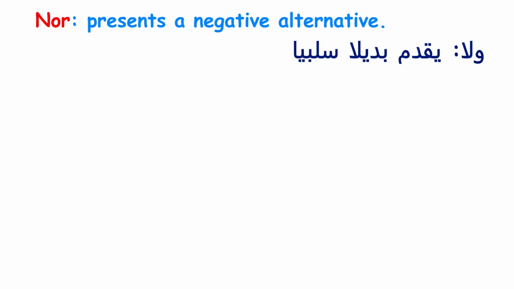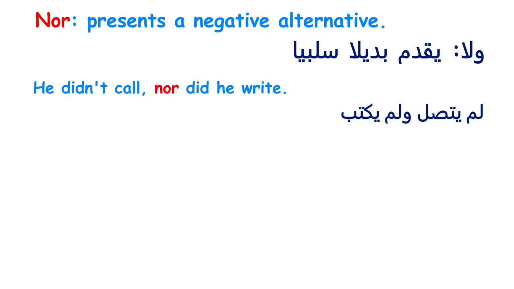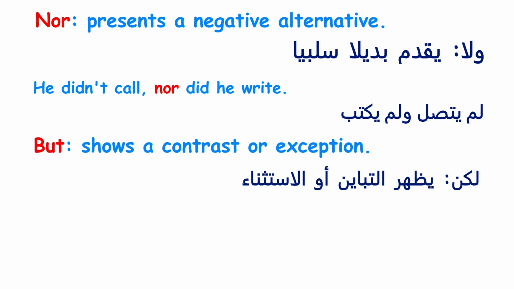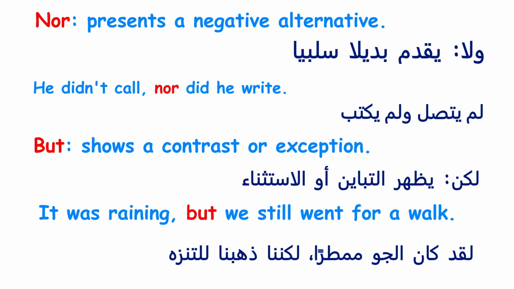Nor presents a negative alternative. Example, he didn't call, nor did he write. But shows a contrast or exception. Example, it was raining, but we still went for a walk.